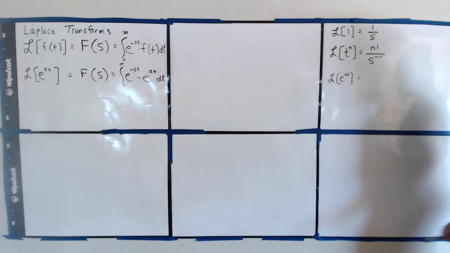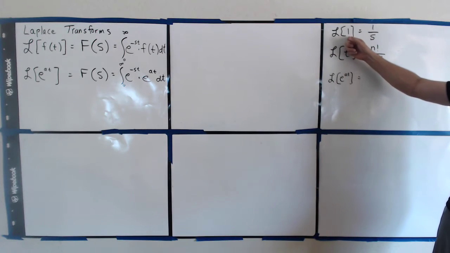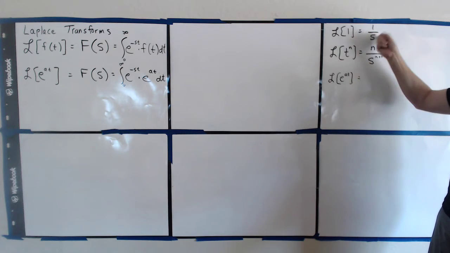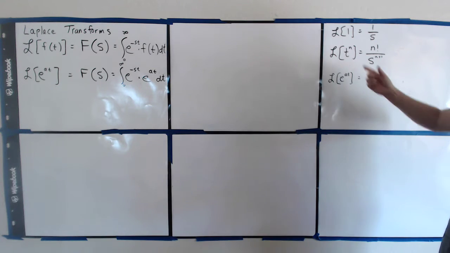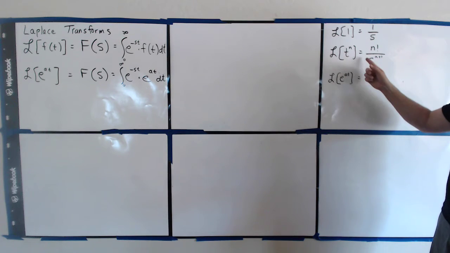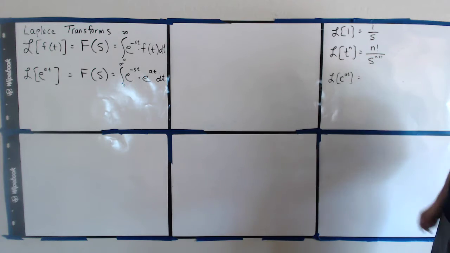So the library is being built. We've got our Laplace transform of just 1, or a constant. Remember, if it's a constant, it's just a constant times that. We have our Laplace transform of t to a power, or c times t to a power, would just be a constant times all of that.